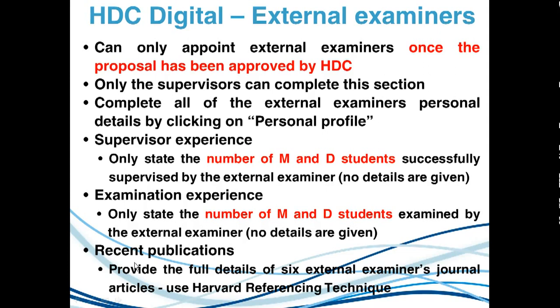And then recent publications, don't list 50 of the publications of the examiners, just the latest 6 need to be listed, and use the Harvard reference technique. It's usually journal articles, but it could possibly be a chapter of a book as well.